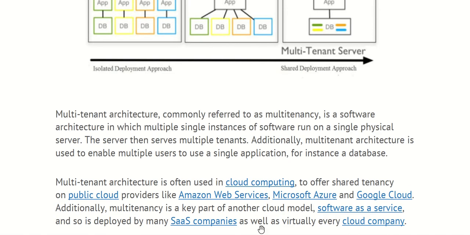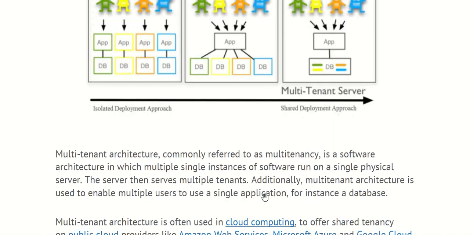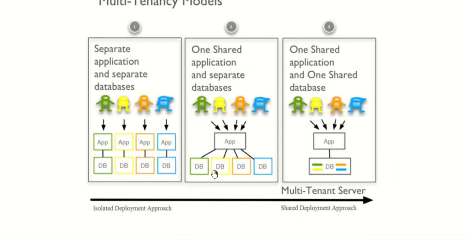Multi-tenant architecture, commonly referred to as multi-tenancy, is a software architecture in which multiple single instances of software run on a single physical server. The server then serves multiple tenants. Additionally, multi-tenant architecture is used to enable multiple users to use a single application, for instance, a database. There are basically three types of multi-tenancy models. I'm going to explain in detail, but just have a look.